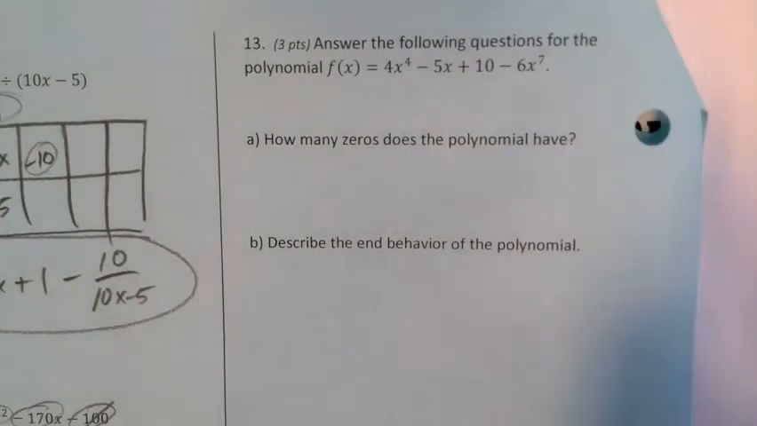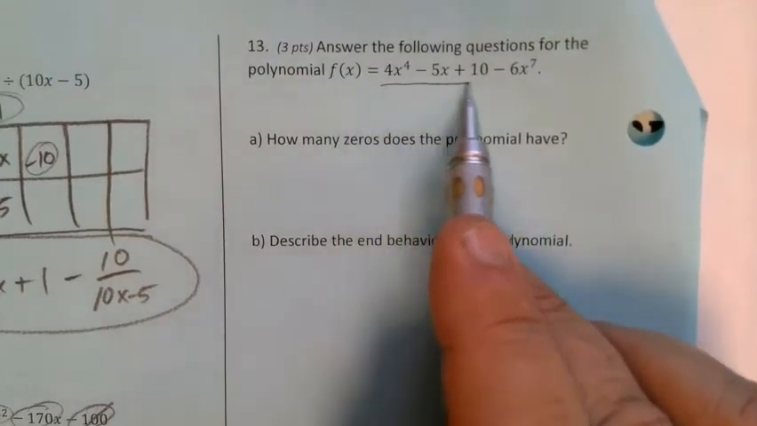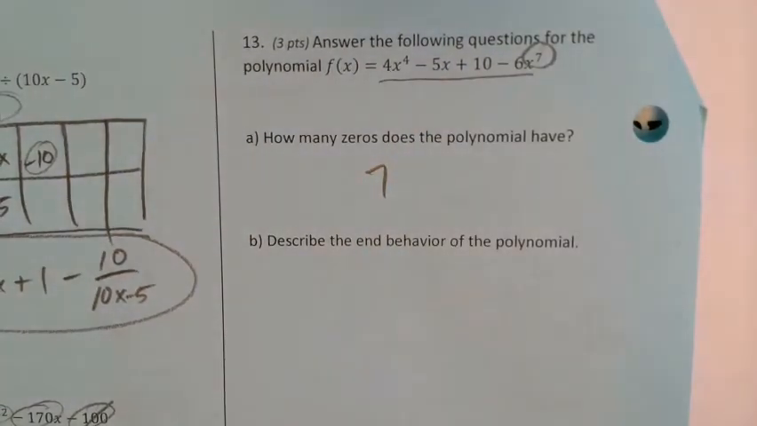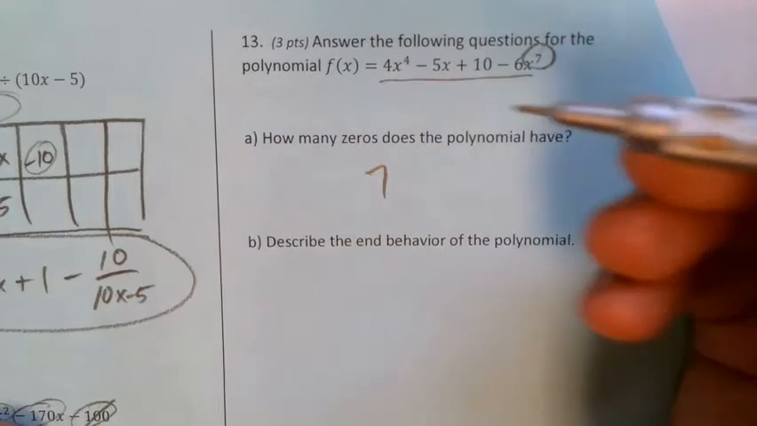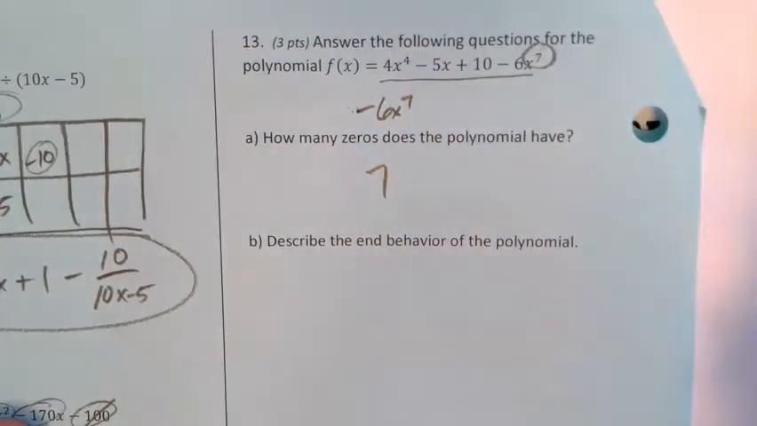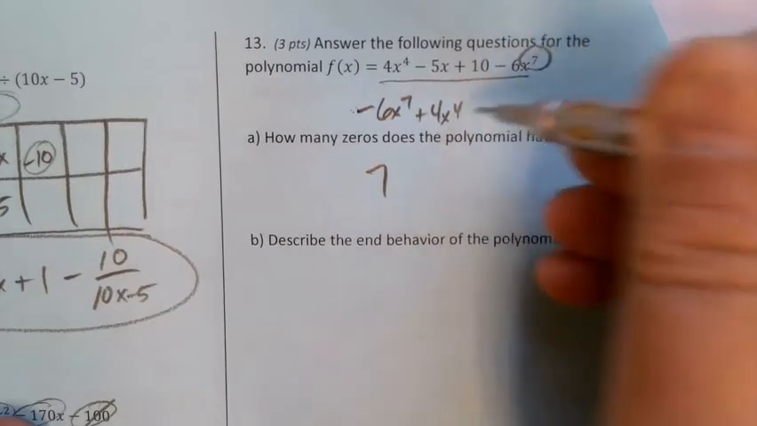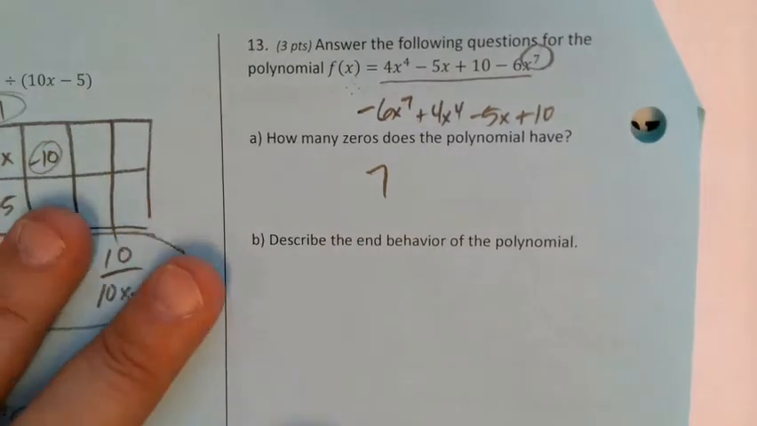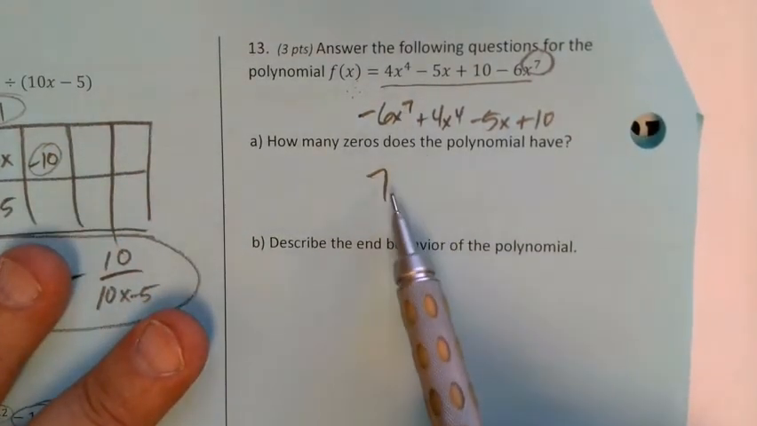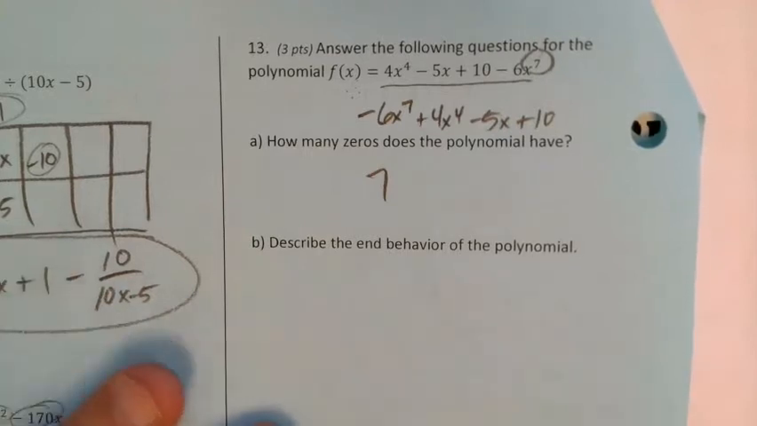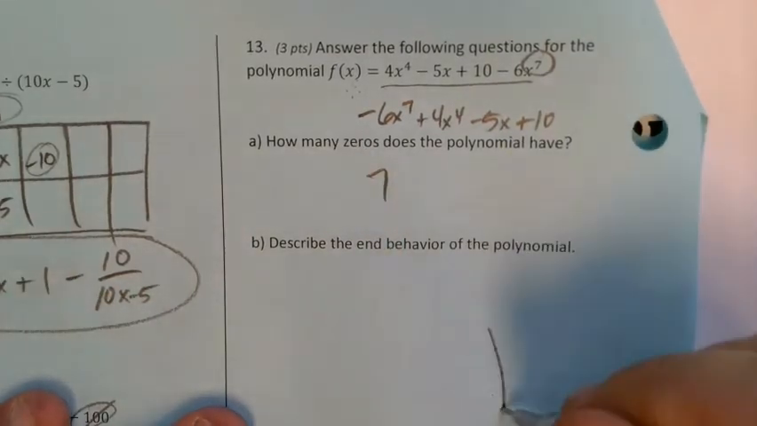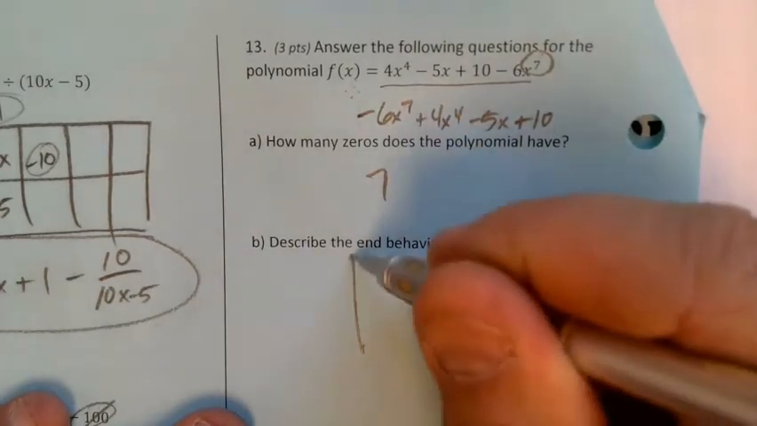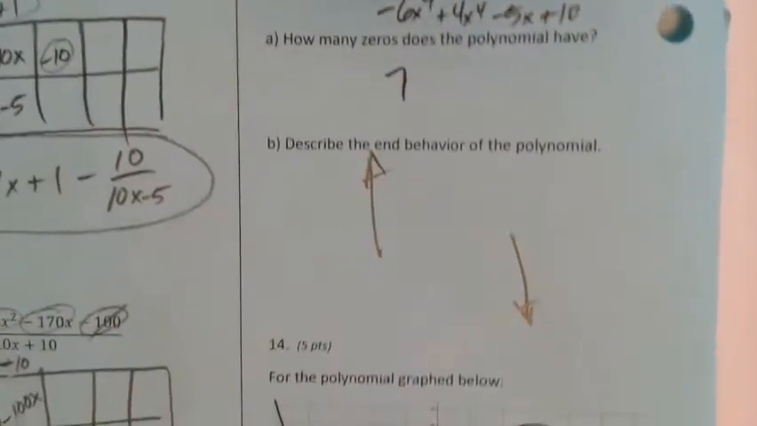How many zeros does it have? The degree. Now be careful, this is not in standard form. There's the degree, 7. Okay? So I'm going to rewrite this in standard form for a second: negative 6x to the 7th plus 4x to the 4th minus 5x plus 10. So 7 is the degree. That means it's going to have 7 zeros. Describe the end behavior. Well, the leading coefficient's negative, so it's going to go down to the right. And it's an odd degree, which means it's going to be odd behavior, so it's going to go the opposite direction, up to the left.